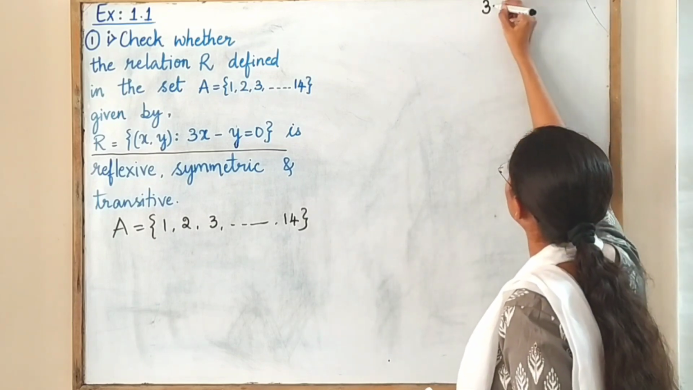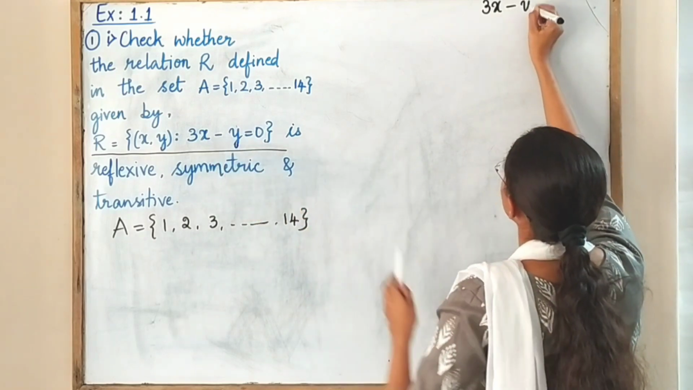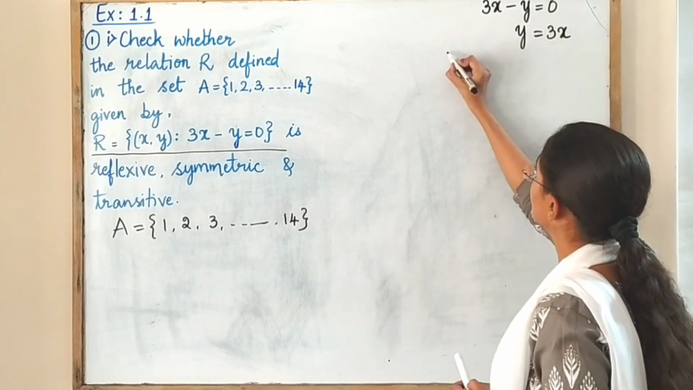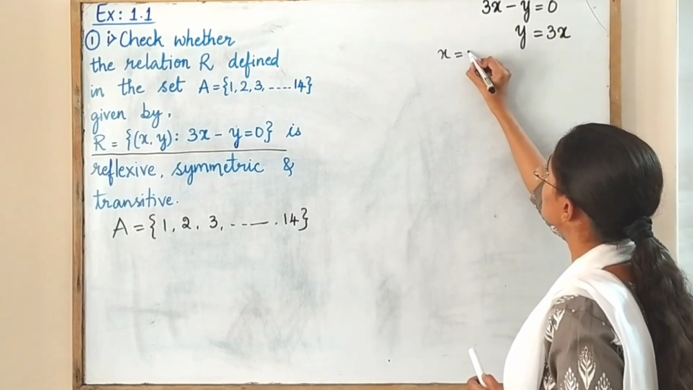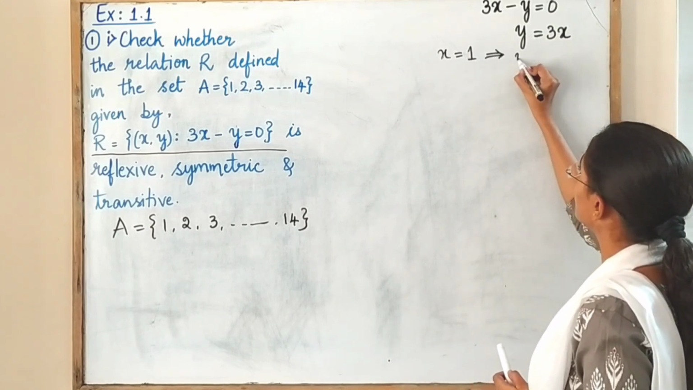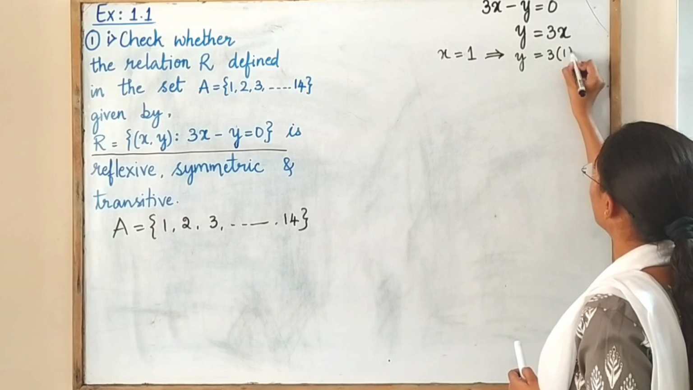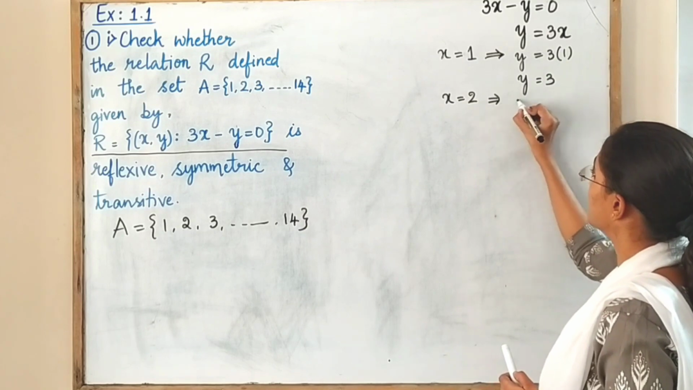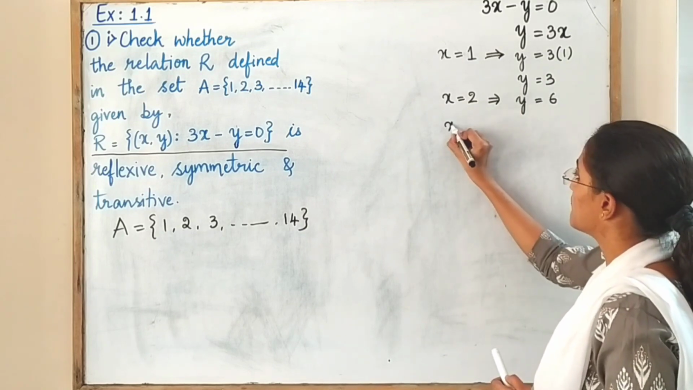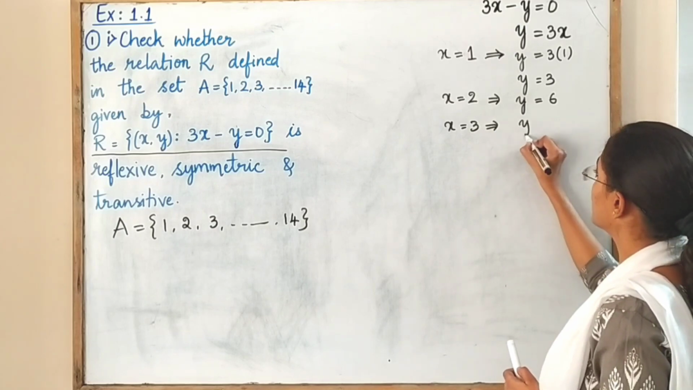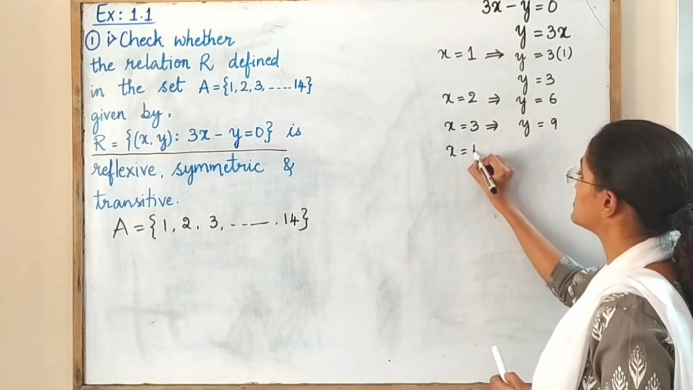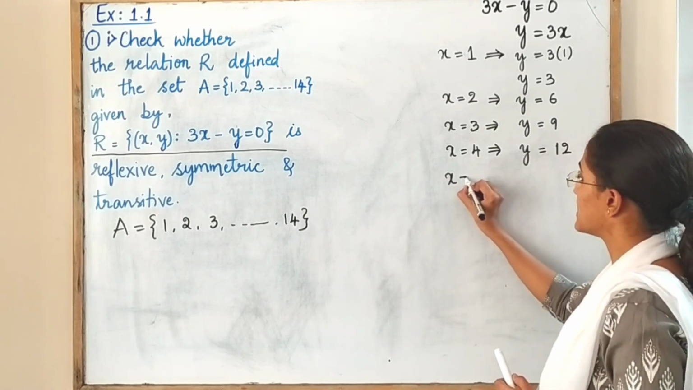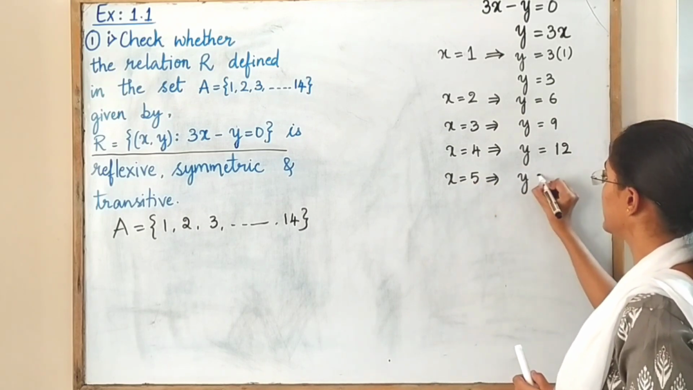Now we have the equation 3x minus y is equal to 0. Modifying this, we have y is equal to 3x. Now go on putting the values for x. If x is equal to 1, then the value of y will be 3 into 1, y will be equal to 3. If x is equal to 2, then y will be 6. If x is equal to 3, then y will be 9. If x is equal to 4, y will be 12. If x is equal to 5, y will be 15.